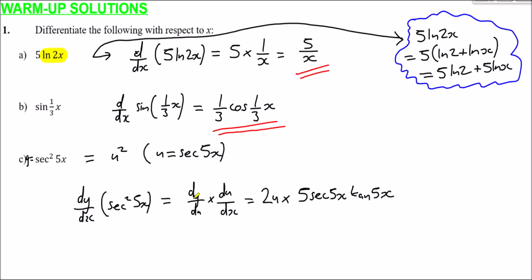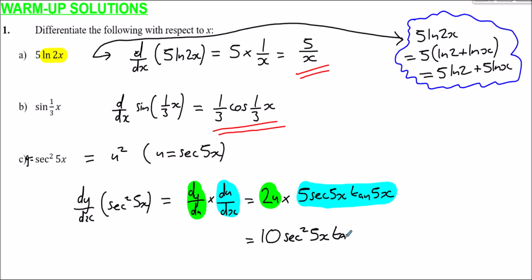And so the dy by du is 2u, and the du by dx, differentiating sec 5x, goes to 5 sec tan. Then remembering that u actually was sec 5x and putting this back in, 2 times 5 of course is 10, u is sec 5x times another sec 5x, gives us sec squared 5x multiplied by tan 5x. So that's question 1 wrapped up. Let's have a look at warm-up question 2 next.